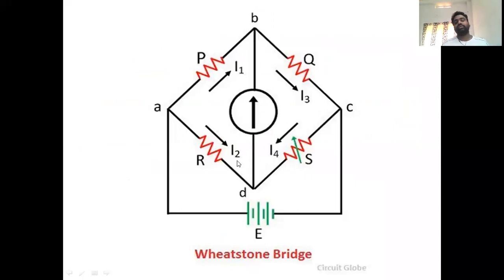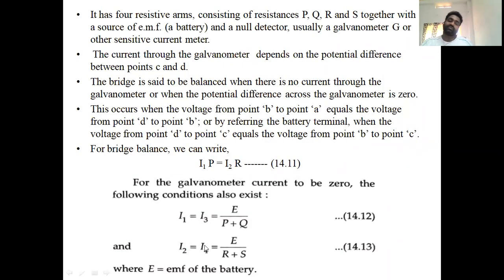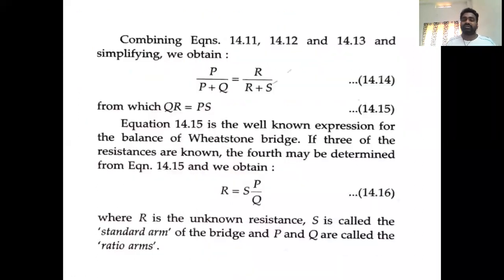Current I2 is flowing through A to D, and I4 is flowing from D to C. Both are equal. That's why the total current I2 is equal to I4, which is equal to E by R plus S, where E is nothing but the EMF of the voltage source and the resistances are combined together. So here, at the galvanometer's zero position, we have considered the behavior of currents with respect to EMF and resistances.